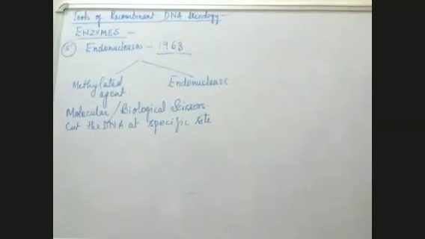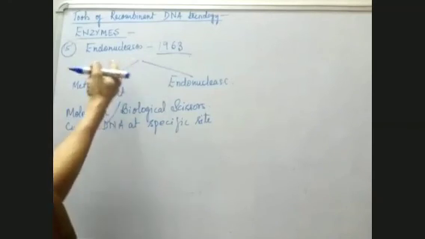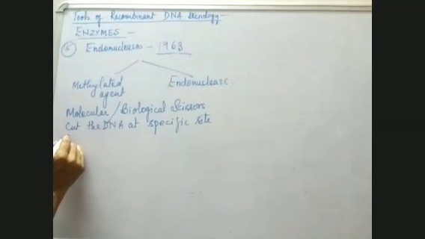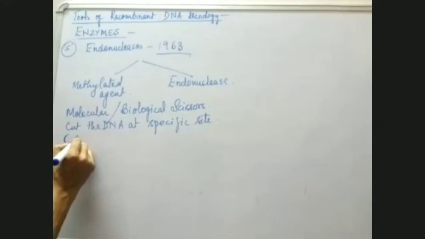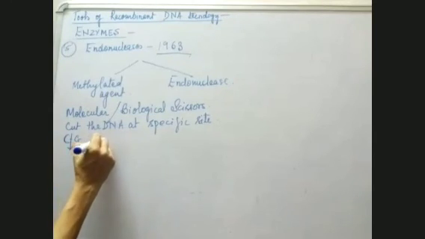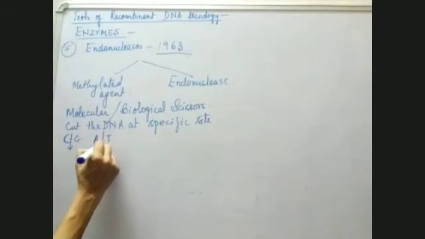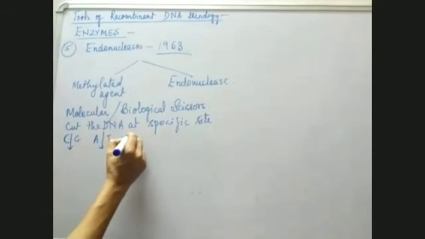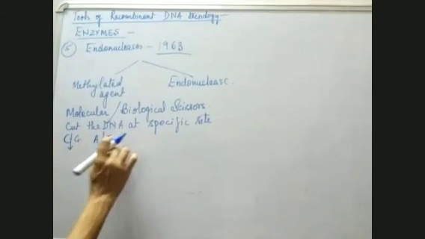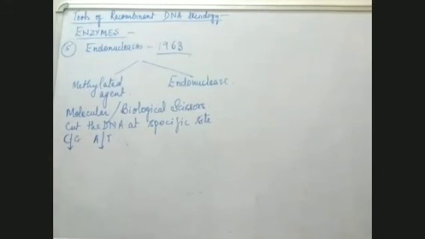What is that specific site? Suppose there is a particular restriction endonuclease which can cut between C and G. Here it can make a cut. Then we can have some endonuclease which can cut between A and T, then one which can cut between G and C, and all this way. So we have these endonucleases which make a cut on DNA at a specific site.